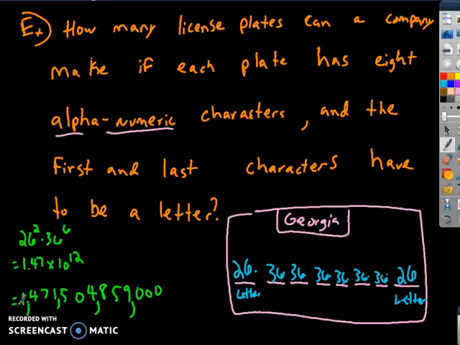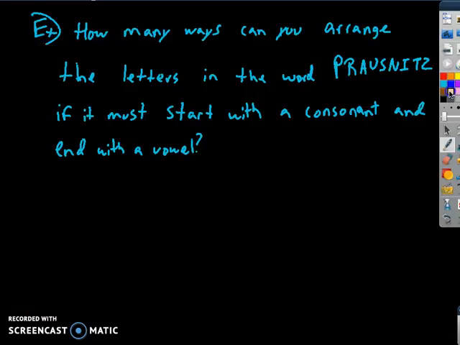All right, going on, new example. Also, I'm about to erase this. Okay, so how many ways can you arrange the letters in the word consonants if it starts with a consonant and ends with a vowel?